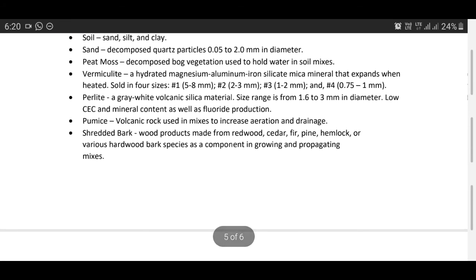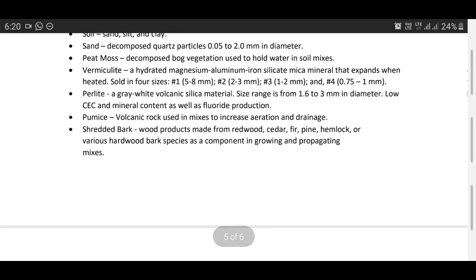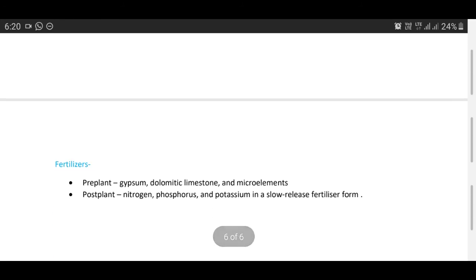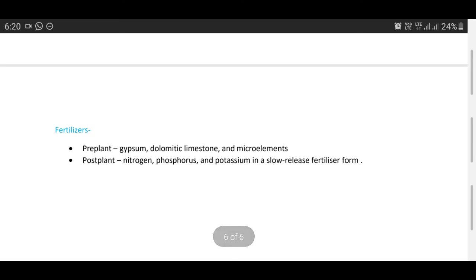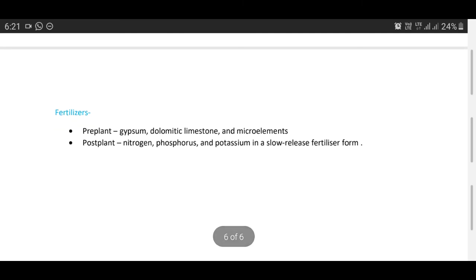Shredded bark: wood products made from redwood, cedar, fir, pine, hemlock, or various hardwood bark species as a component in growing and propagating mixtures. Now we discuss fertilizers. Application of fertilizers pre-plant means you should mix fertilizers in the media before planting of seedlings or planting of cuttings.